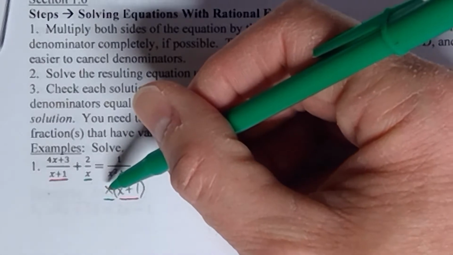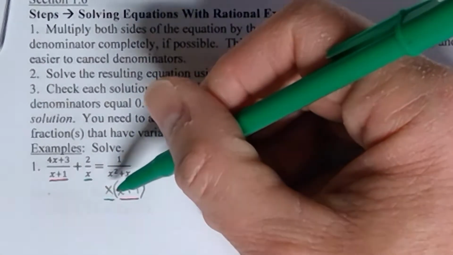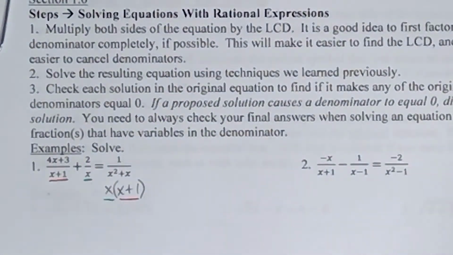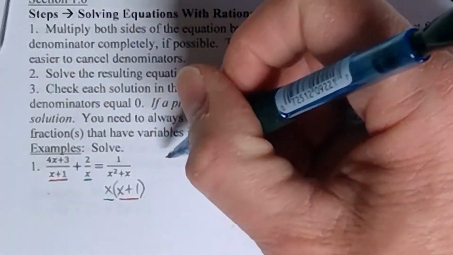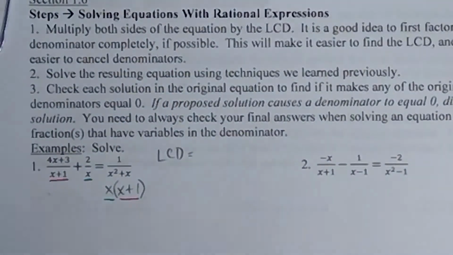Green because that's a single term being multiplied by a bracket that has more than one term in it, and that's why the bracket is red. It's got more than one term in it. Okay, how does this all help us now that I've factored everything? How does that help me find the LCD? Well, let's review LCD here real quick.